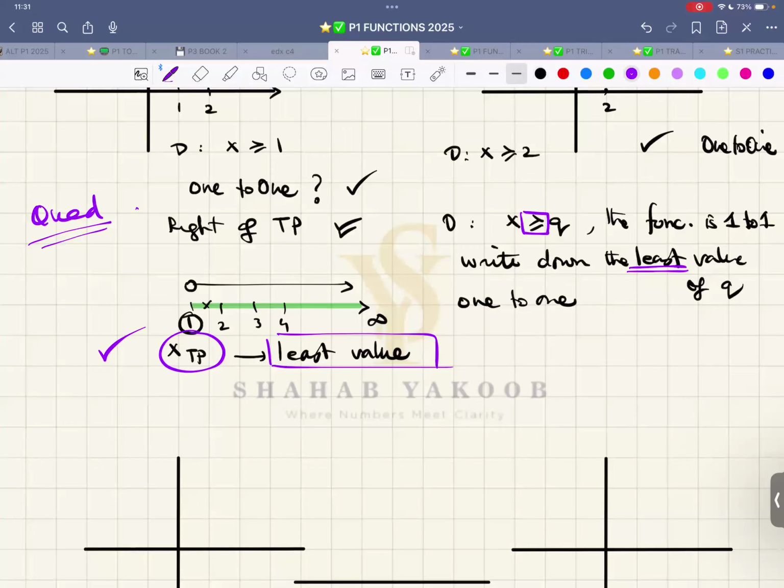And this is in the context of quadratic. Does this make sense? The least value, the greater inequality, and let me write the greater inequality. And what are we getting at? That is the x coordinate of turning point.